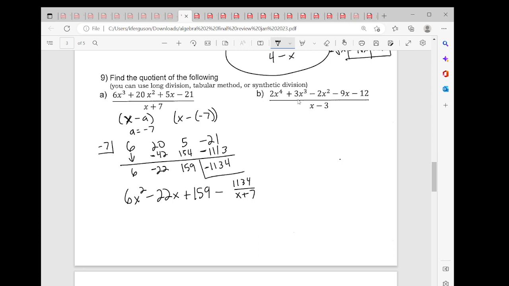So right here, I'm trying to find the quotient. Quotient just means I divide. We've been using synthetic division. You could use long division, you can use tabular method, but synthetic division seems to be the easiest. So first thing I do is take my A, and my A in this case is 3. Next, I write down the coefficients in order. So I got 2, and I got 3, and I got negative 2, and I got 9, and I got negative 12.